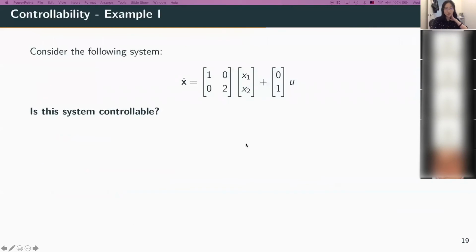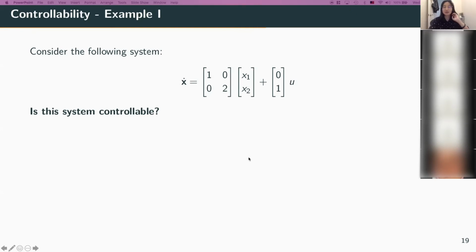Cool. Right, so first let's look at some examples. Before we check the controllability matrix, do you think we can determine whether the system is controllable just by looking at it? And feel free to yell out the answer if you know. I think no, because the only thing u affects is just the second coordinate.